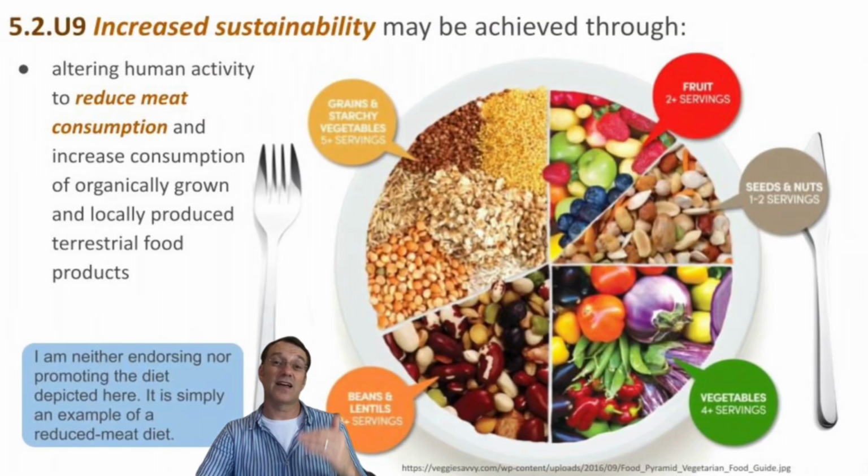One way to make our food system more sustainable is to change what we eat. Reducing meat consumption and eating more plant-based foods can make a big difference. Local and organic foods can also help by reducing transportation needs and chemical use. However, it's important to remember that there's no one-size-fits-all solution. The best diet depends on many factors, including individual health needs and local food availability.